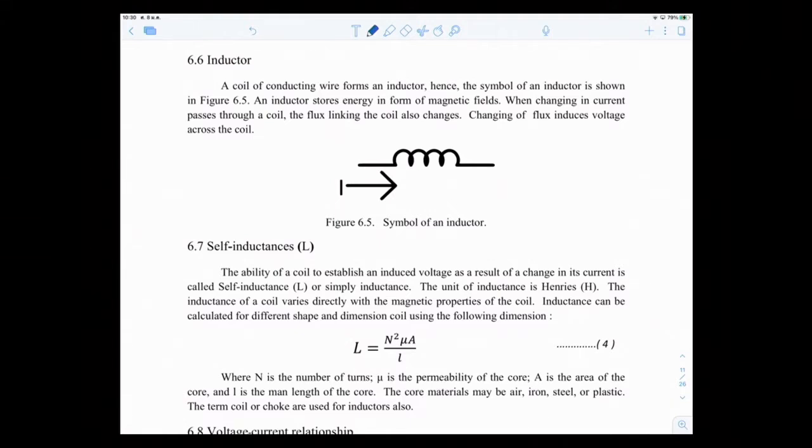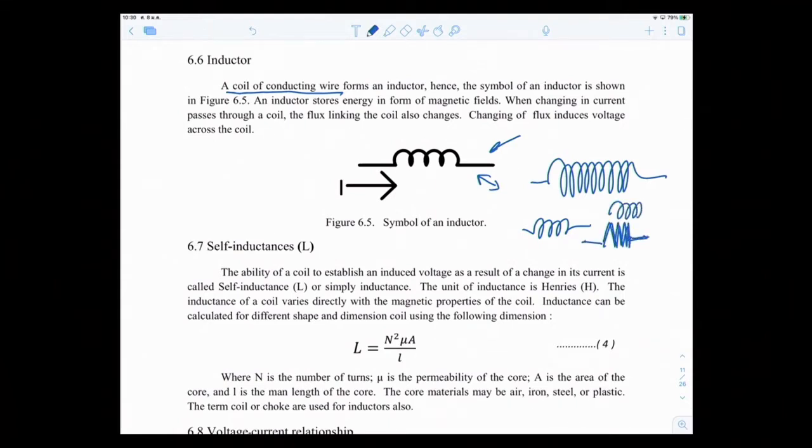An inductor is pretty much formed by a coil of conducting wire. It's like you have a wire and you make it into a coil, like this. So the symbol of an inductor is what you have seen here, just like this. Please be careful: the sharpened one is your resistor, and the one made like a curl is your inductor. An inductor stores energy in the form of magnetic fields.